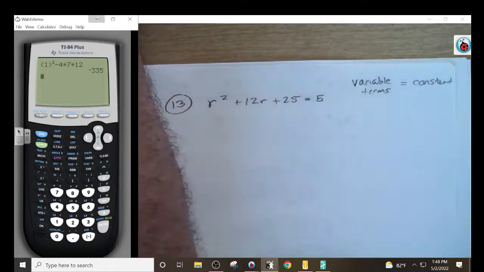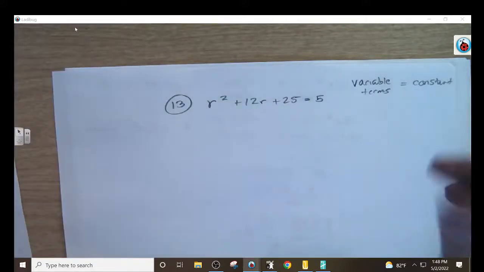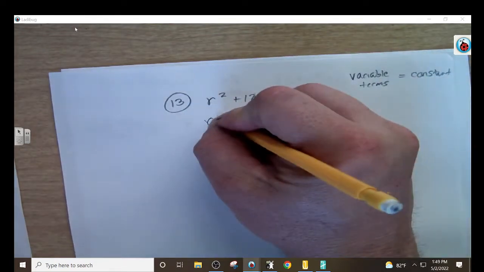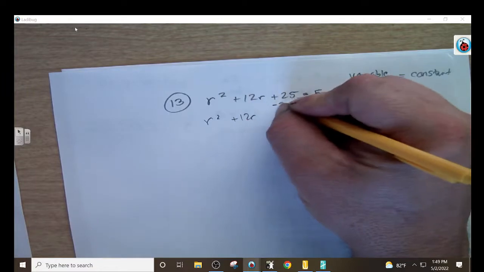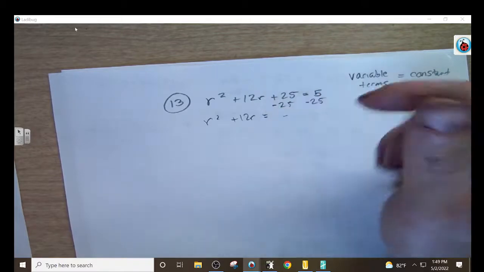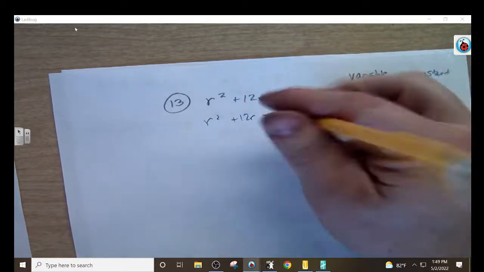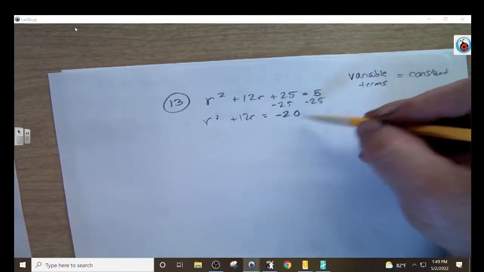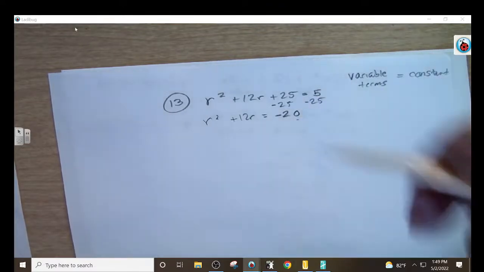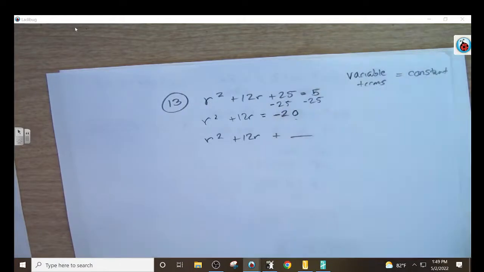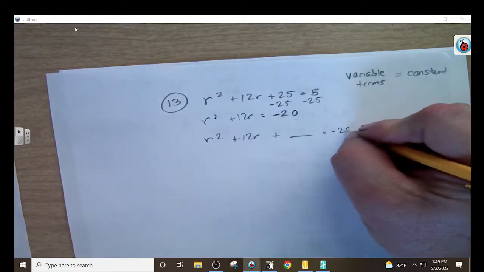All right. So guys, we need to get our constant over here. If I subtract 25 from both sides, that's going to be -20. So 25 minus 25 was -20. Now, we're going to rewrite it this way: r squared plus 12r plus a blank. Guys, remember, those are always plus signs. Equals -20 plus blank.